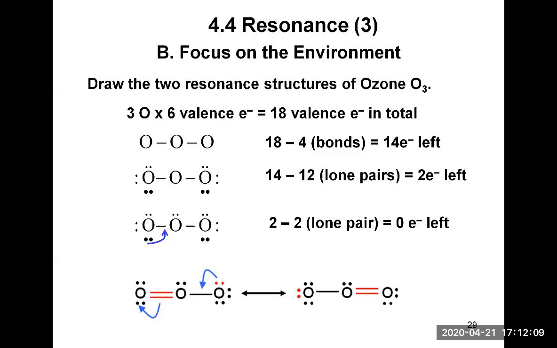And so really what you see when you look at ozone, if you analyze it, it looks like a bond and a half on the left and a bond and a half on the right. And that's the hybrid between these two resonance structures for ozone.